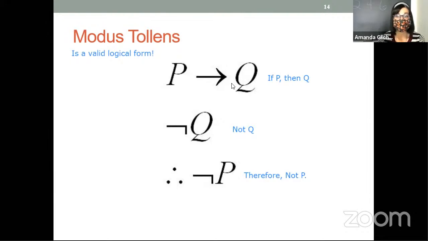So does anybody want to try to fill this one in? I'll try another one. If Vera is here, then my Mountain Dew is missing. My Mountain Dew is not missing, therefore Vera is not here.